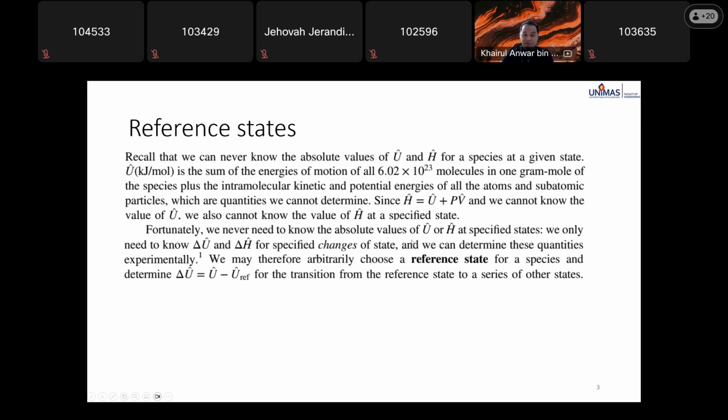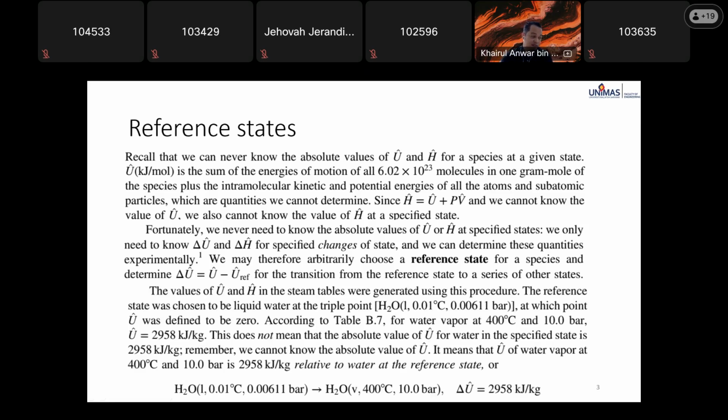Fortunately, we never need to know the actual value of the enthalpy at a specified state. We just need to know the specific changes of state. In calculating this specific enthalpy, we may choose a reference state for a species as needed. The actual specific value of U at that position we don't know. The value in the equation is developed using this procedure.